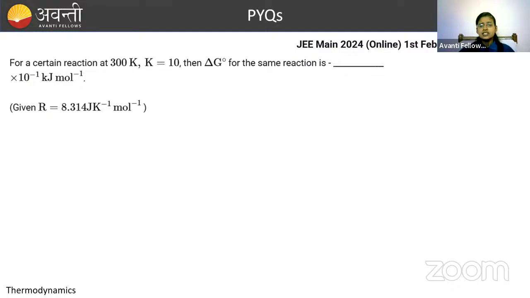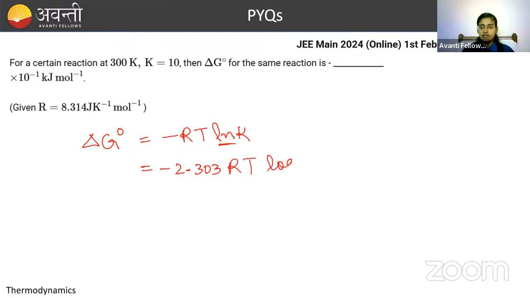For a certain reaction at 300 Kelvin, K is equal to 10, then delta G naught for the same reaction is. To find out the delta G, we have one formula, right? It is minus RT into ln K. To convert this ln to log, we have to multiply by the number 2.303. So it is minus 2.303 into RT into log of K. So now find out the answer.